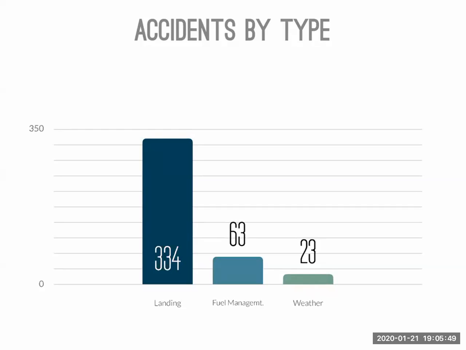This is actually from the Joseph T. Nall report from 2016. This is just a sample of a couple of different categories where we see accidents by type. And you can see that from a weather standpoint, it's low in its total, but as you'll see, unfortunately, it's kind of high on the lethality standpoint.